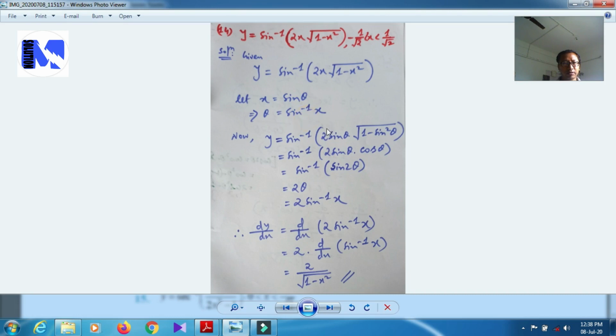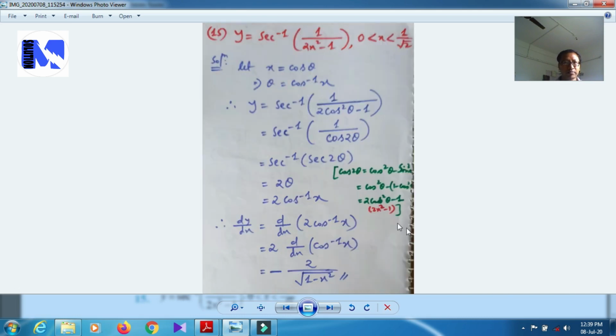Then theta will be equal to sine inverse of x. Then this y will become sine inverse of 2 sine theta times root over 1 minus sine square theta. This part will give us cos theta, and 2 sine theta cos theta means sine 2 theta. Sine inverse and sine of 2 theta is there, so it will be 2 theta. 2 theta means 2 sine inverse of x. We will differentiate both sides with respect to x. dy by dx equals d by dx of this part. 2 will come outside, then differentiation of this part will give us 1 by root over 1 minus x square. In that way, we have done the differentiation for question number 14.